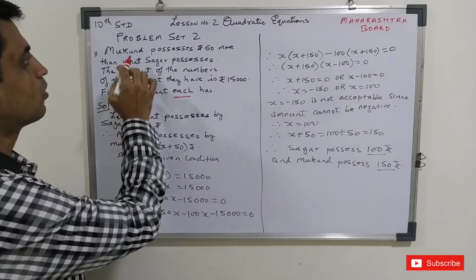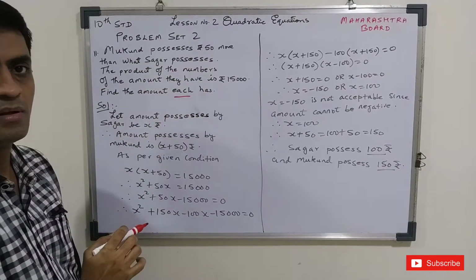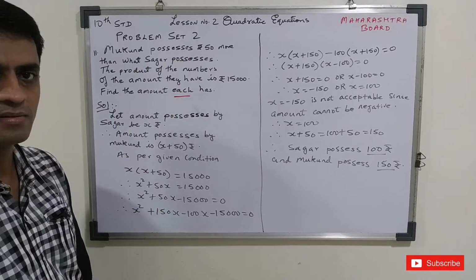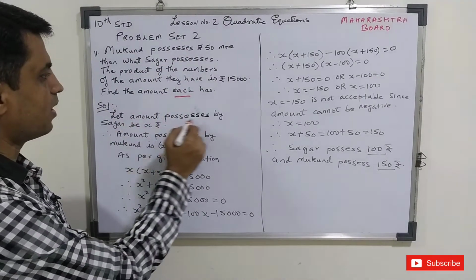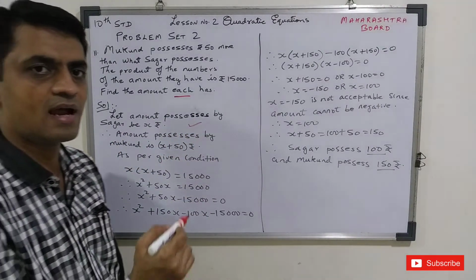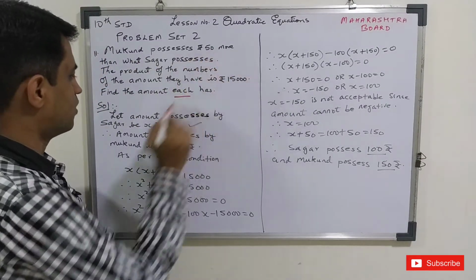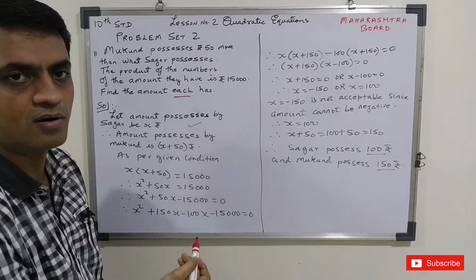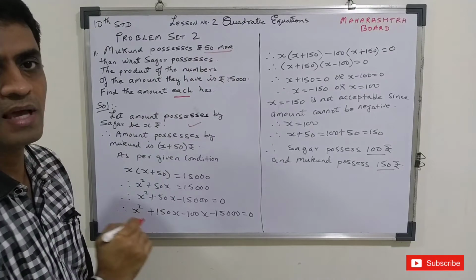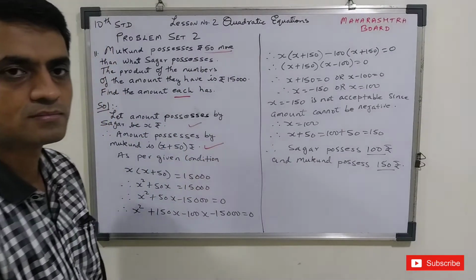Let us read. Mukund possesses rupees 50 more than what Sagar possesses. Means Mukund has 50 more than Sagar, but we don't know how much Sagar has. So first statement, let the amount possessed by Sagar be rupees x. So we don't know, that's why we are writing let rupees be x. Now Mukund possesses 50 rupees more, so amount possessed by Mukund will be what? x plus 50, because he possesses 50 rupees more than Sagar. Sagar has x, this will become x plus 50.